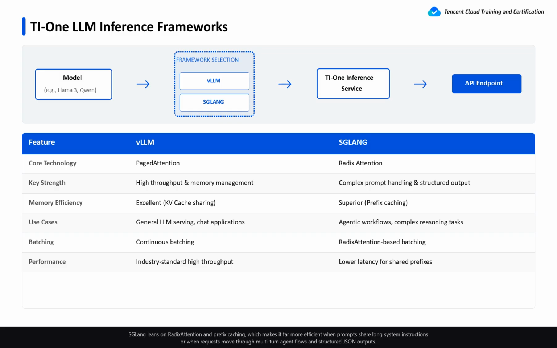SGLang leans on radix attention and prefix caching, which makes it far more efficient when prompts share long system instructions or when requests move through multi-turn agent flows and structured JSON outputs. From an operator's point of view, the model, the endpoint, and the monitoring surface stay identical, and the framework becomes a tuning knob rather than a migration project.